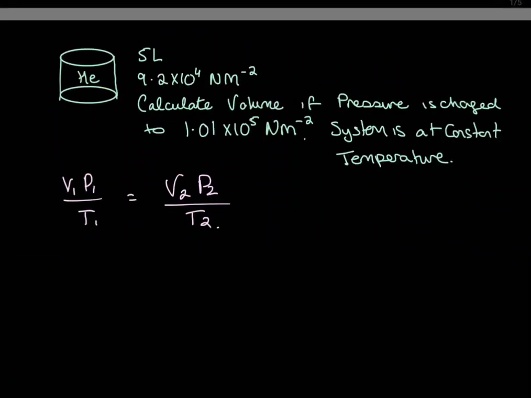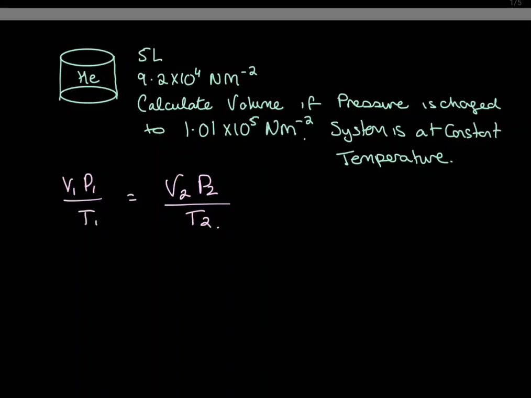Okay, here's our second example. So again, we have a canister of helium. It's taking up a volume of 5 litres at the moment, under pressure of 9.2 by 10 to the 4 Newton meters squared. So calculate the volume if the pressure is changed to 1.01 by 10 to the 5 Newton meters squared. And it says that the system is at a constant pressure.